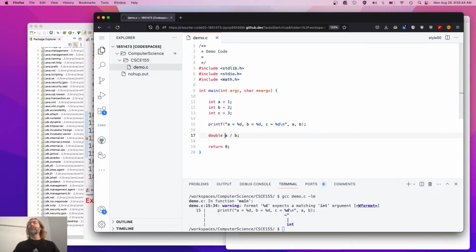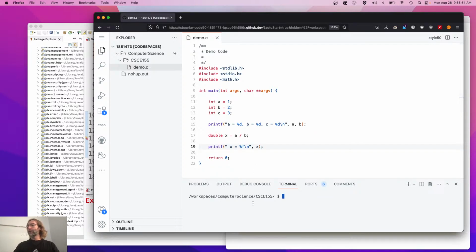So let me go ahead and put that into a double and try to print it. Printf x is equal to %f and the new line, x. There we go. Oh, you know what? Let me restore C here so I don't get that warning. Right? No warnings. It's perfectly fine, perfectly happy.